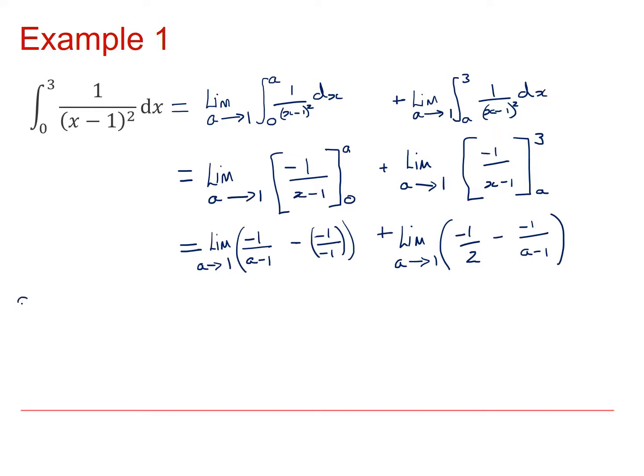Well, what does happen as a tends to 1? As a tends to 1, 1 over (a minus 1) tends to infinity. And that means that this bit here and this bit over here are going to tend to infinity. And so the whole thing is undefined. And this integral is in fact divergent.